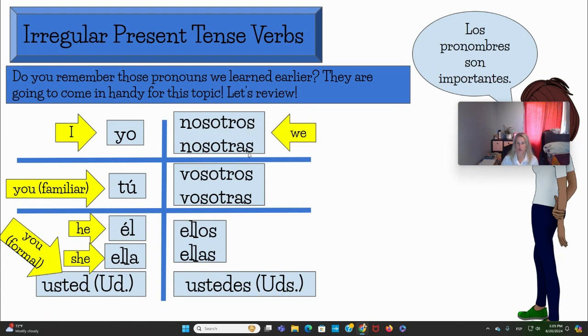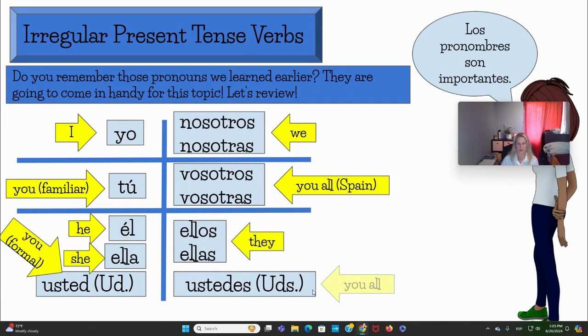We is nosotros or nosotras. Vosotros is you all, commonly used in Spain. Ellos and ellas is they. Ustedes would be you all.